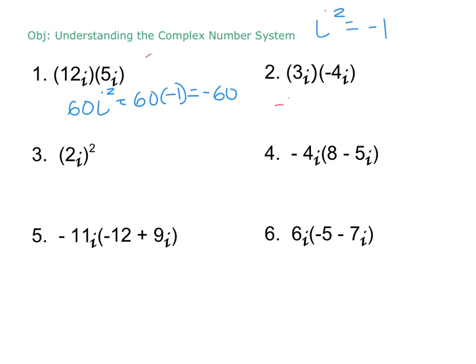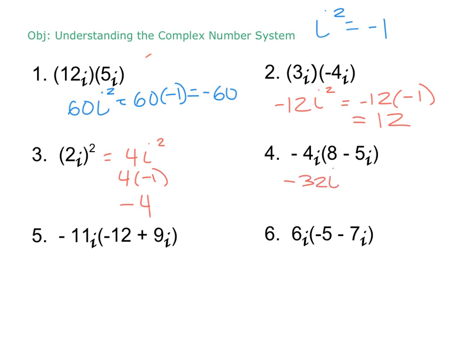All right, so I get negative 12i squared. That's negative 12 times negative 1, which is just 12. 4i squared. That's 4 times negative 1, which is negative 4. Negative 32i plus 20i squared. That becomes negative 32i minus 20, right? 20 times negative 1.